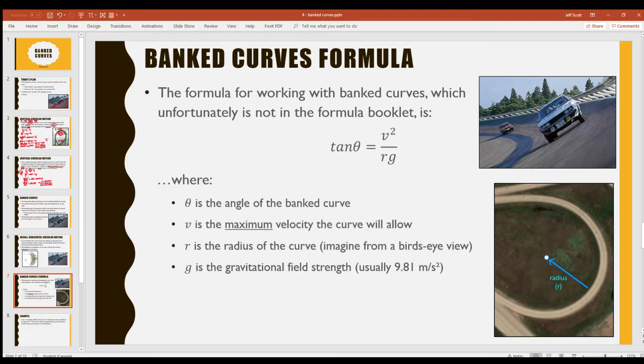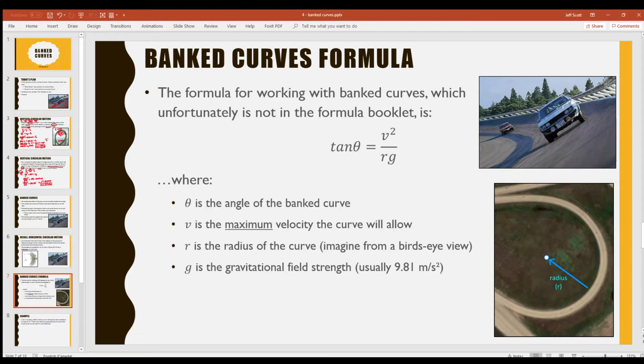So here's the banked curves formula. Just pause the video for a second so you can write the whole thing down. So the formula for working with banked curves, which is unfortunately not in the formula booklet, is tan theta equals v squared divided by r times g.